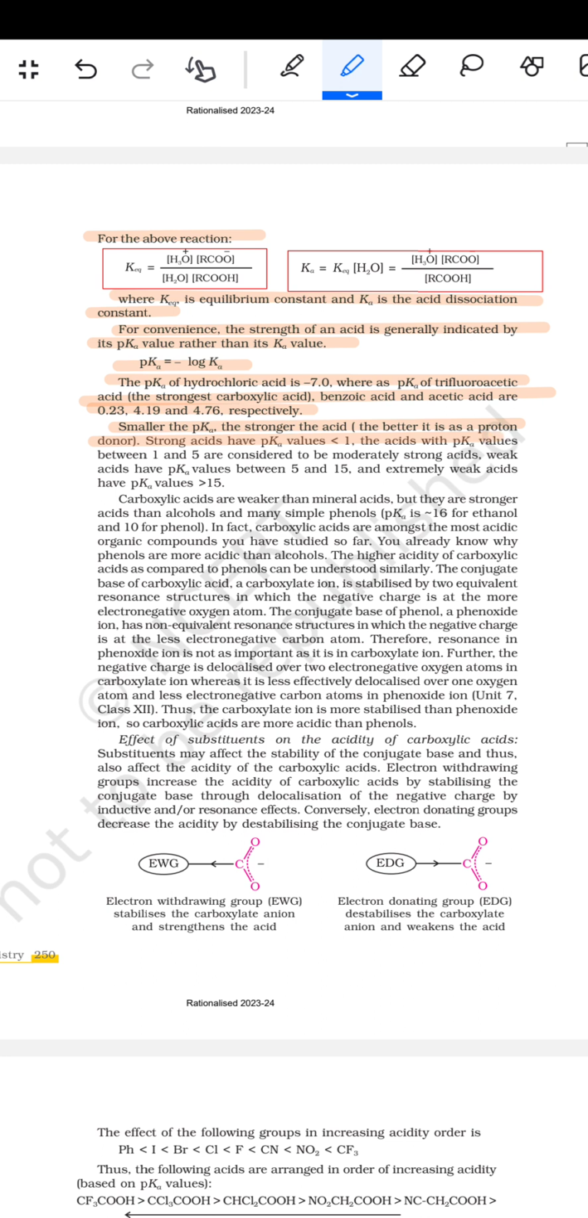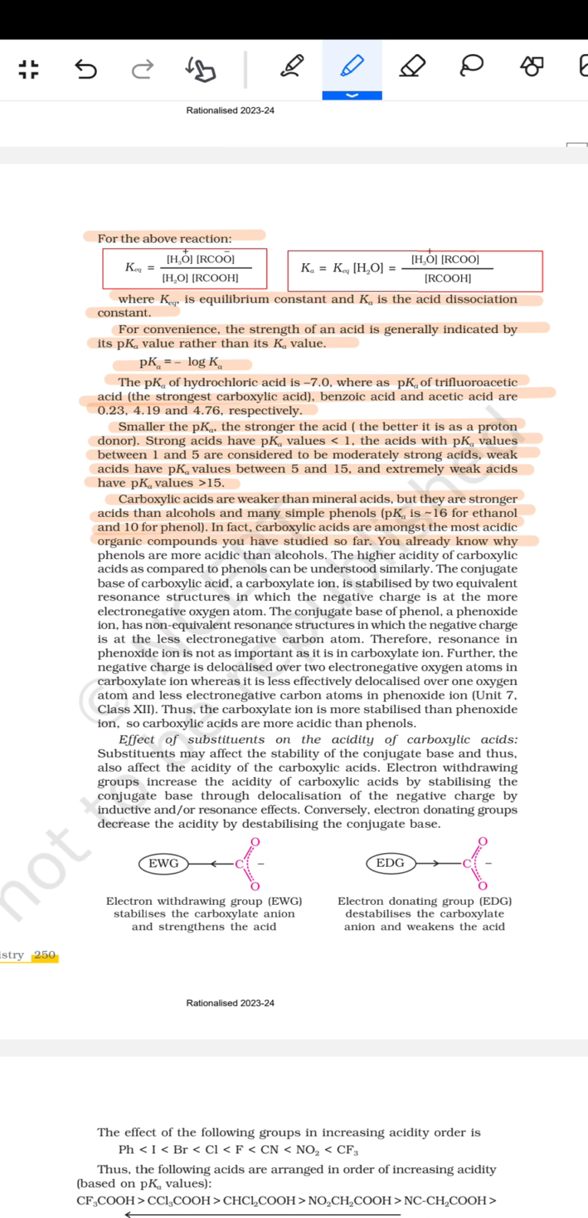Strong acids have pKa values less than 1, and acids with pKa values between 1 and 5 are considered to be moderately strong acids. Weak acids have pKa values between 5 and 15, and extremely weak acids have pKa values greater than 15. Carboxylic acids are weaker than the mineral acids, but they are stronger acids than the alcohols and many simple phenols. जैसे pKa is about 16 for ethanol and 10 for phenol. In fact, carboxylic acids are amongst the most acidic organic compounds you have studied so far.